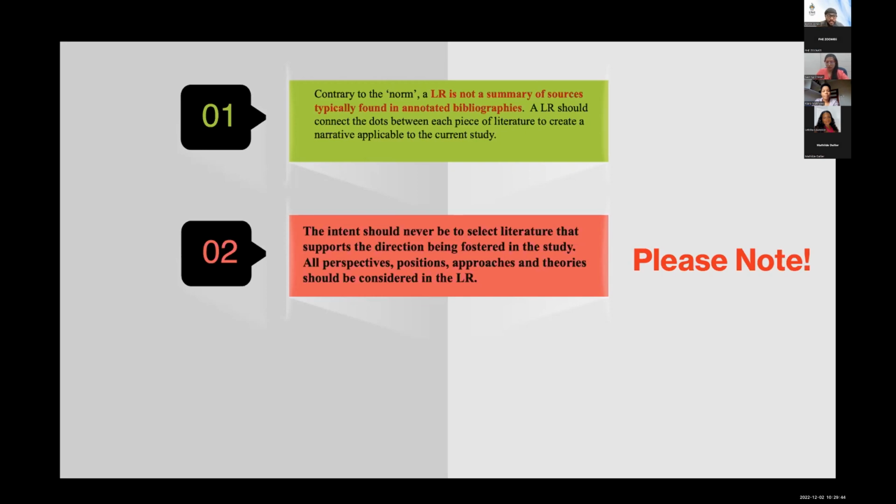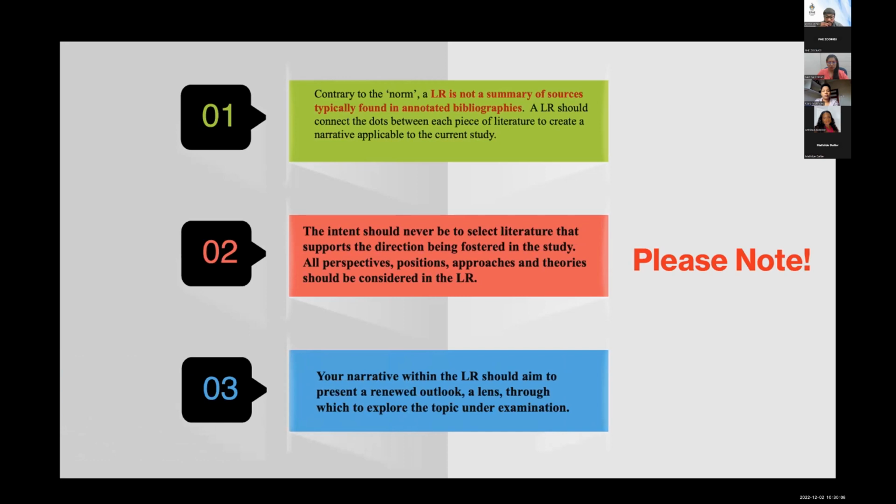So in that sense, do not select literature that supports what you are trying to achieve in your study. It is supposed to be objective, right? You are supposed to present all perspectives. You have to present all positions. You have to look at all the different approaches, all the different theories. It's a consideration of all of these, taking the key points out.